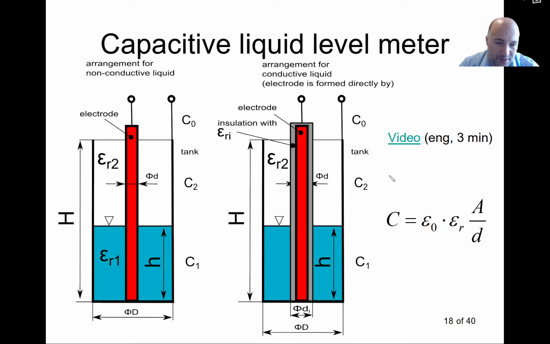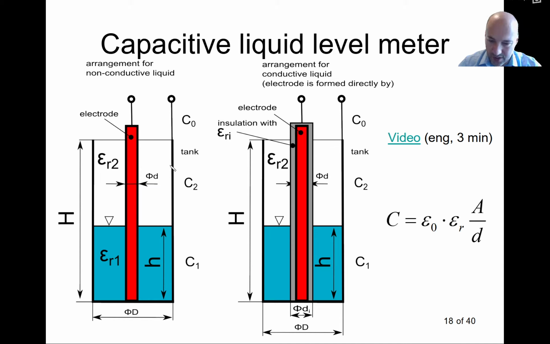Now the third principle that I will explain today will be very universal, and we will see it again and again also in point level detection, and that is the capacitive liquid level meter. Now this meter can measure either a conductive liquid, or it can also measure a liquid that is not conductive. You can see both in my pictures, but in both cases this acts like a capacitor. So we measure the capacity between two electrodes, and one electrode is in the middle of my tank, here the red rectangle, and since this is a tank, I am using the tank as the second electrode.